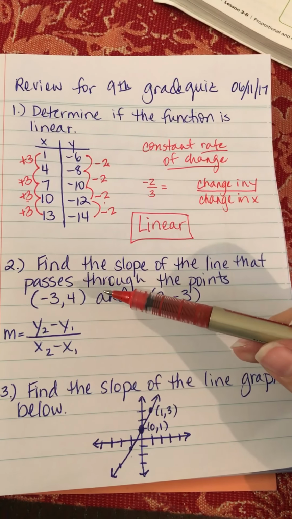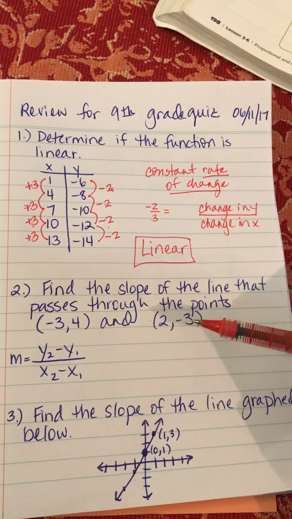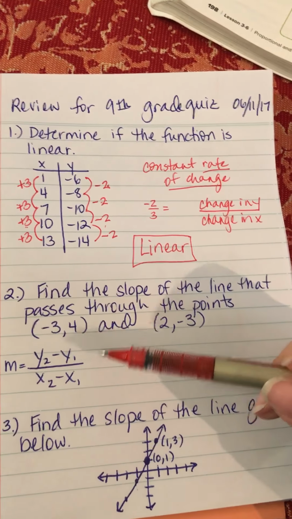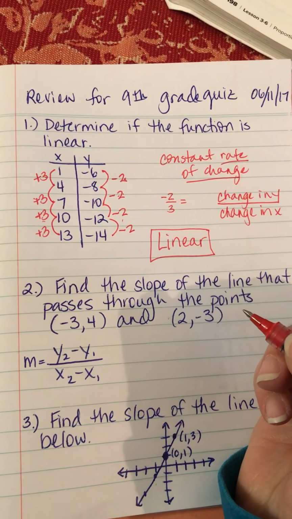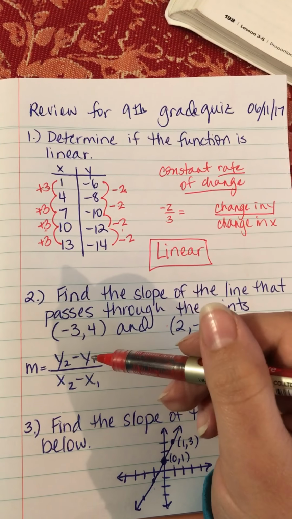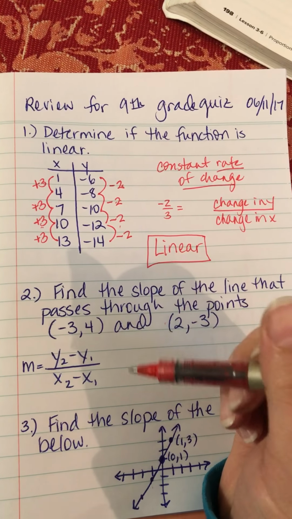Okay, the second one, it says find the slope of the line that passes through the points -3, 4, and 2, -3. So this is what you did in science class also. I'm going to give you the formula on your quiz. So here's the formula, y2 minus y1 over x2 minus x1, and this is divided.